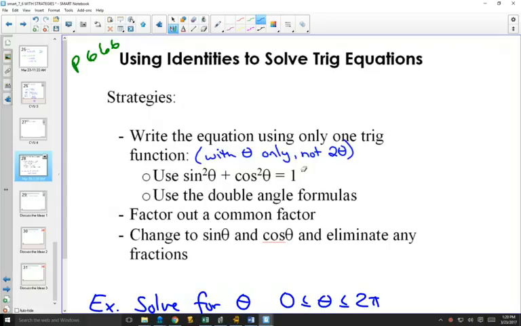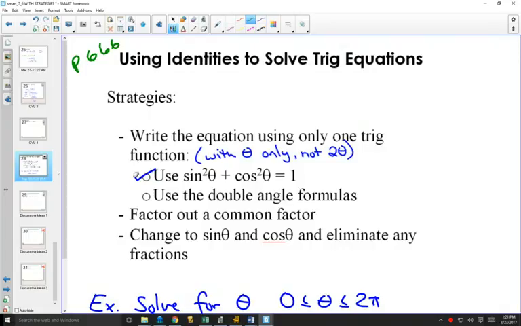That was a little taste of this. In all of the ones that we've done so far, we've used the first strategy. Can you write things with only one trig function? So when you had a sine squared and a cos, you changed the sine squared to 1 minus cos squared. Now your equation only had cos theta, and you could factor and solve it. That is a very important strategy, and we've already done this one. But it's also going to come up that your double angle formulas may appear as well.